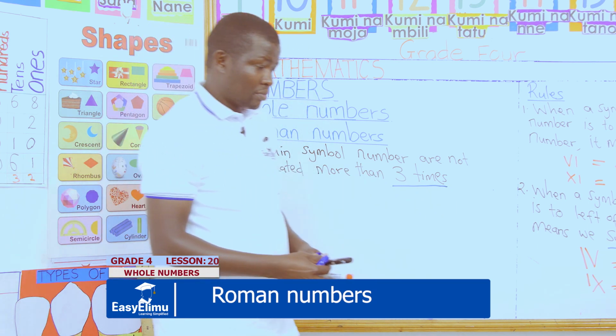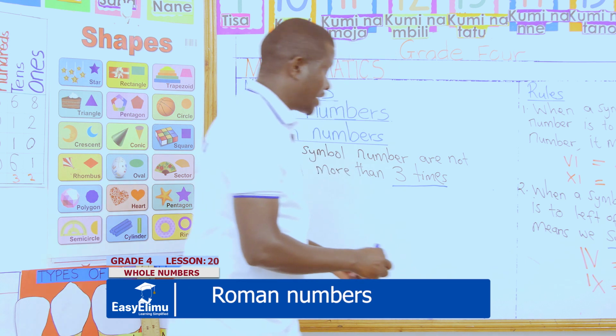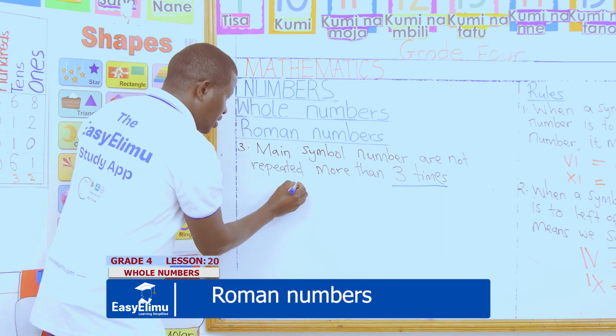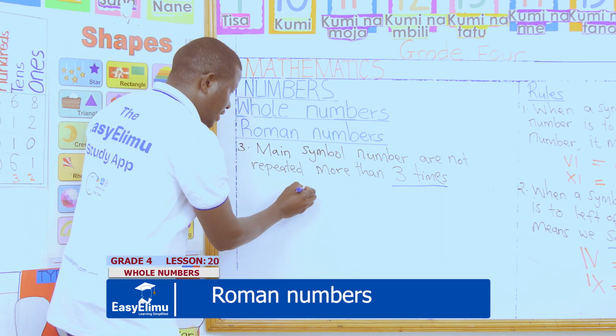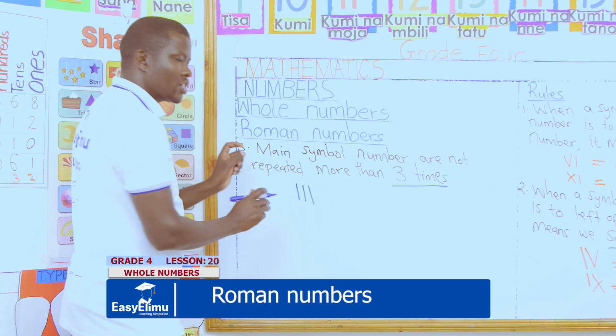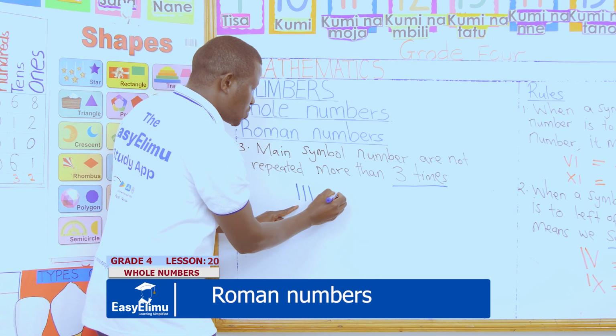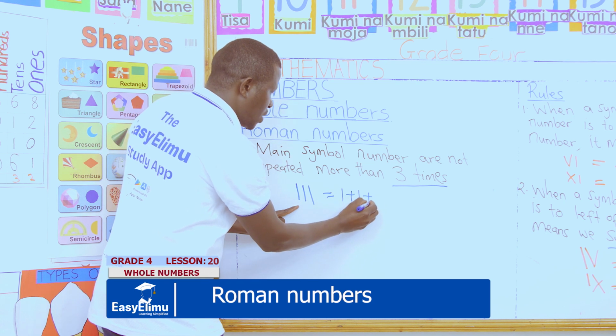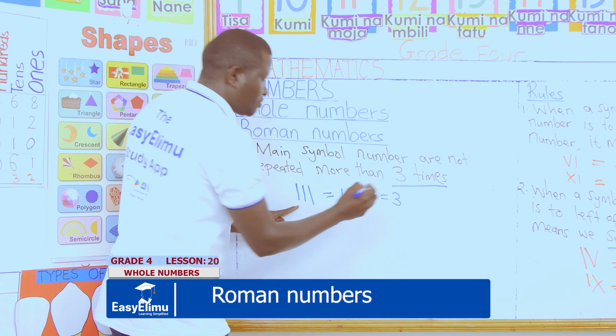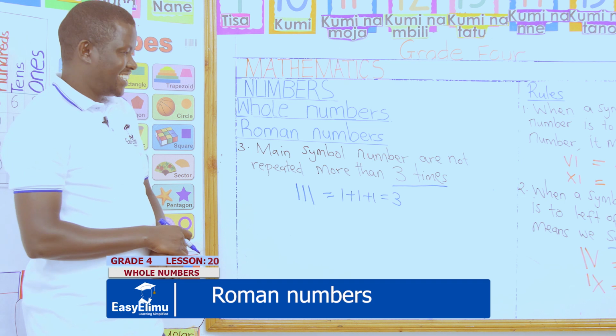For example, I'll take this one. We have this one, we can repeat it again and again. That is only we are allowed to do that. And now when we repeat this one, it means it is 1 plus 1 plus 1, which is equals to 3. Class, are we together?